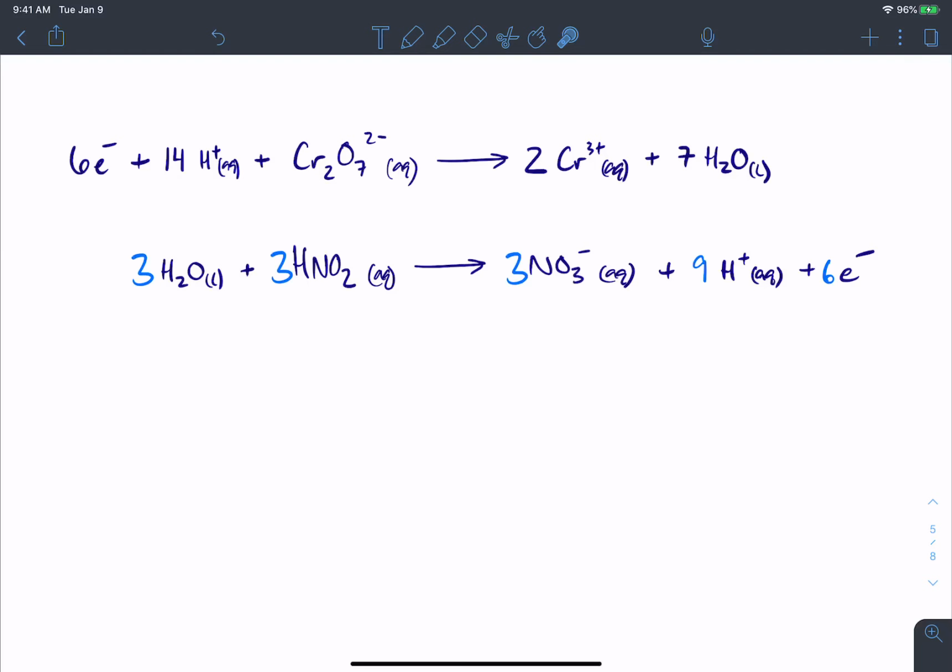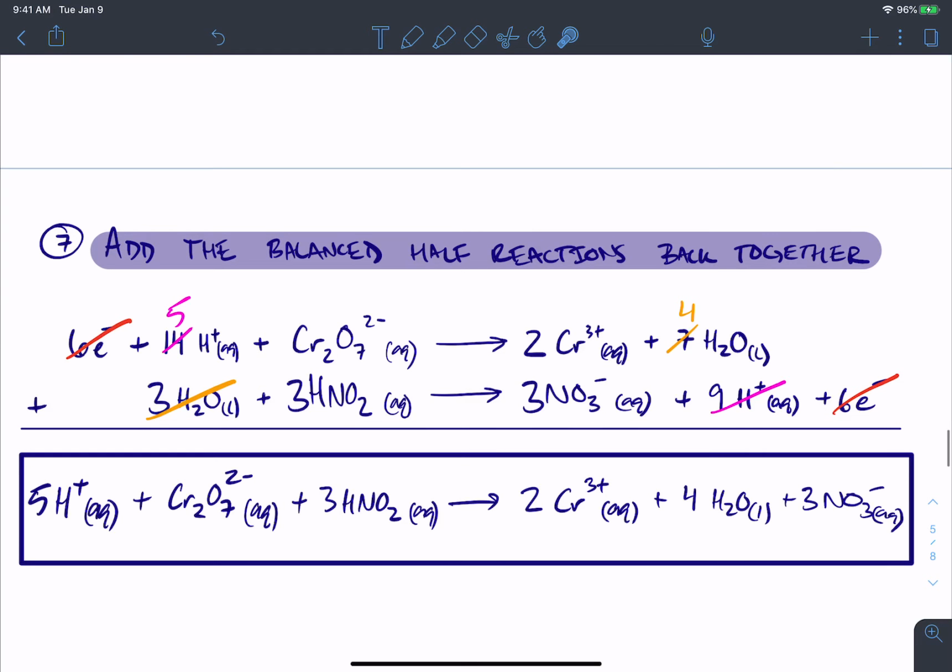Once those are equal, we can proceed to the final step, and that is just going to be to add the balanced half reactions back together. So notice when we do this, anything that we have in the same exact quantity on both the reactant and product side, such as these electrons, will get canceled out. So 6 electrons on the reactant side, 6 electrons on the product side, those cancel out. And then any like terms we have are either going to be combined or canceled. So combined if they're on the same side, which in this case we don't have any, or canceled if they're on opposite sides.